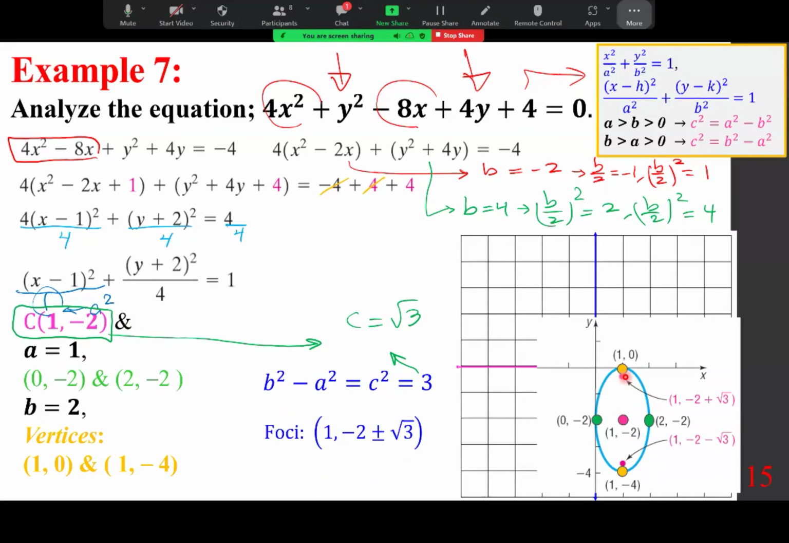Now, that's very close to that. So it's 1, comma, -2 plus square root of 3. Again, this is 1.7. Roughly, this is -0.3, just to give you an idea. And this is roughly -3.7. The others are pretty straightforward.